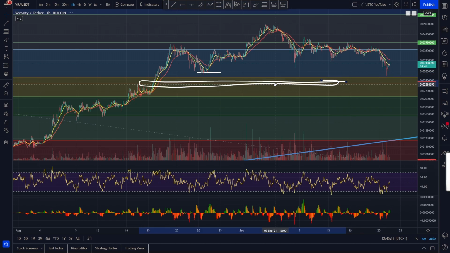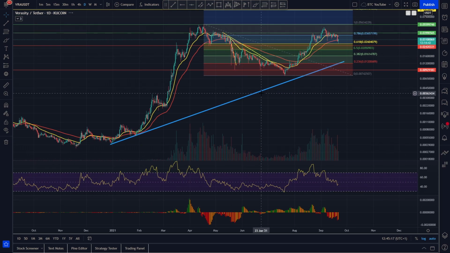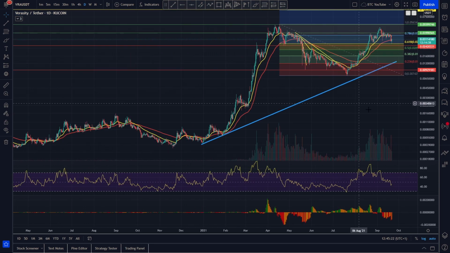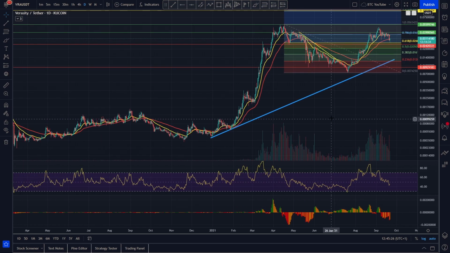And if we do get a really nice continuation, then this would be the perfect time to do it, because you can see we've come down, we've tested support, we found it looking very bullish. And this chart, I mean, look at this chart. This is an incredible chart. This looks like a very, very bullish chart in our opinion.